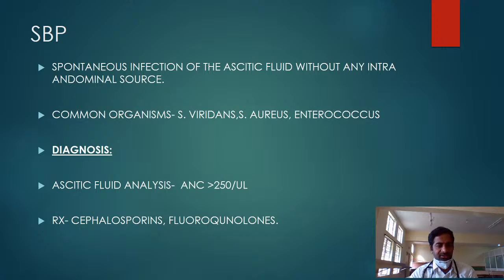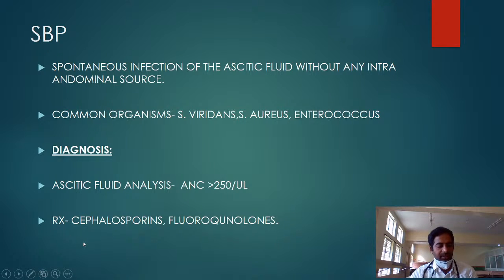So SBP is a spontaneous infection of the ascitic fluid without any intra-abdominal source. There is no source. It is one of the most important complications in patients with cirrhosis of liver. So what are the most common organisms causing SBP? Streptococcus viridans, Staph aureus, and Enterococcus. These three are the most important organisms causing SBP. For diagnosis, you do an ascitic fluid analysis, with an absolute neutrophil count greater than 250 per microliter.